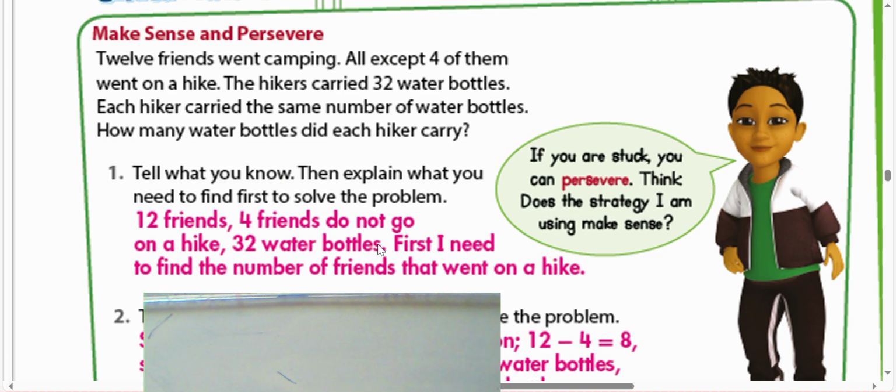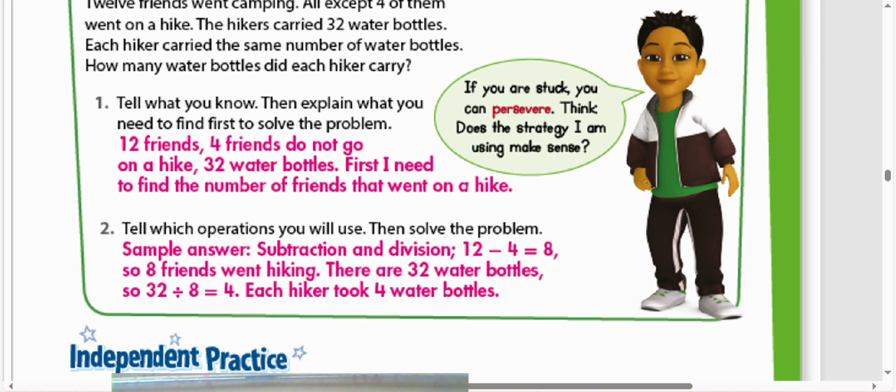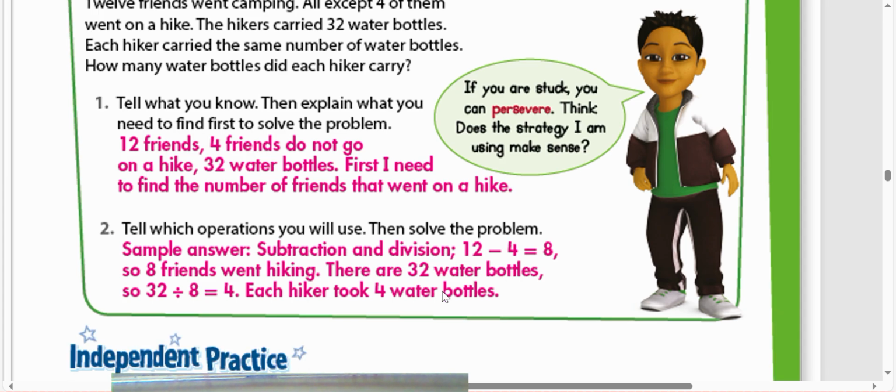Explain how to solve the problem first. First, you can find the difference: 12 minus 4 equals 8. You need to find the number of friends that went on the hike. Then number 2, tell which operation you will use, then solve the problem: subtraction, because 12 minus 4 equals 8, and then we can divide. Then 32 divided by 8 equals 4. The first operation, division or subtraction? Subtraction first and then division. Then the answer will be 4. Okay, next question.